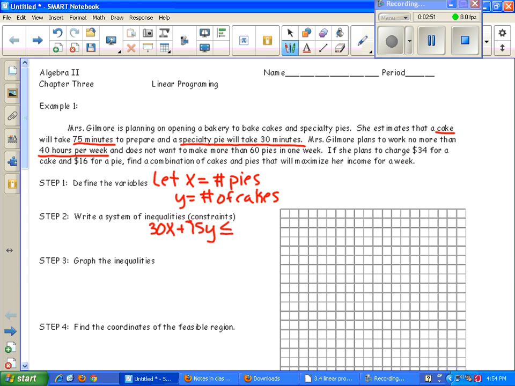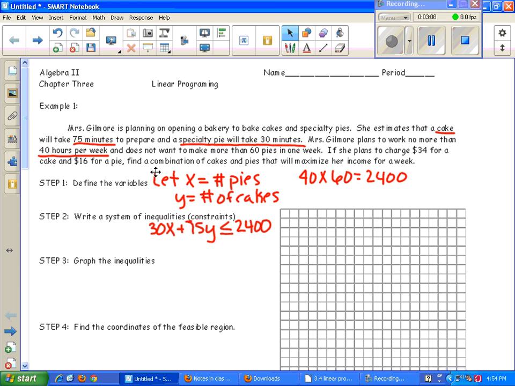So how do I do that? I'm going to do that off to the side over here. So 40 times, and then how many minutes are in an hour? 60. And so we get 2,400 minutes. So that's what goes right here.